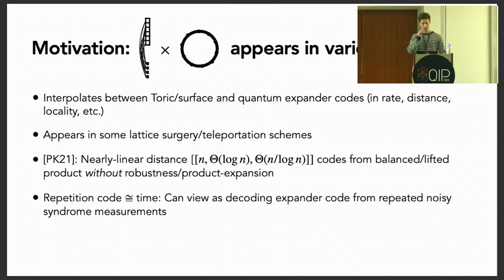And a fourth motivation is, probably in a direction very similar to the previous talk, that if we view the repetition code in this product as a time axis, then we can view the decoding problem for the product of an expander code and a repetition code as just decoding the expander code over time from repeated noisy syndrome measurements. This type of repeated measurement appears often in quantum computing. You can even ask questions about it in classical computing. Our decoder fits naturally into this framework.